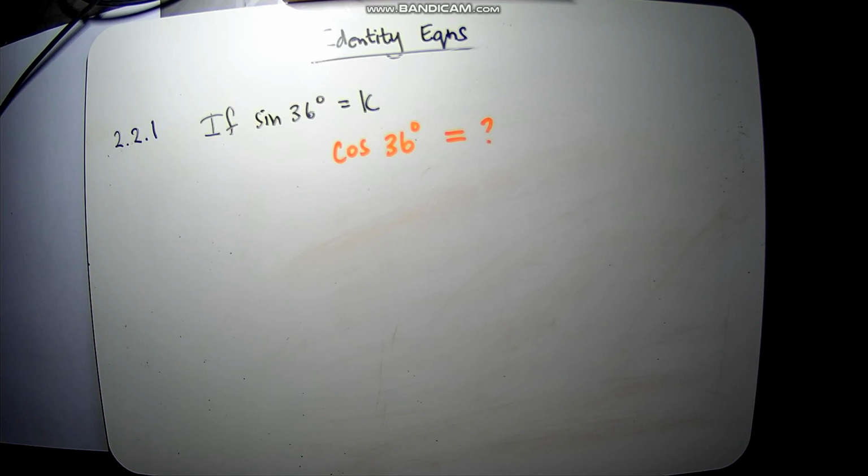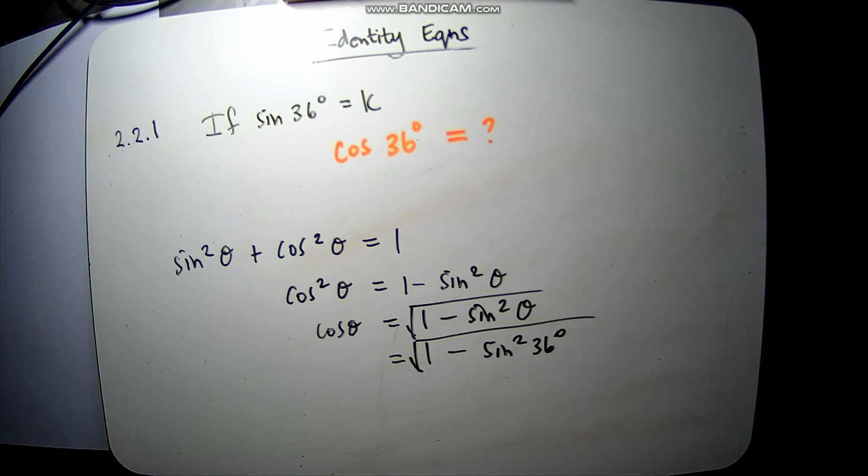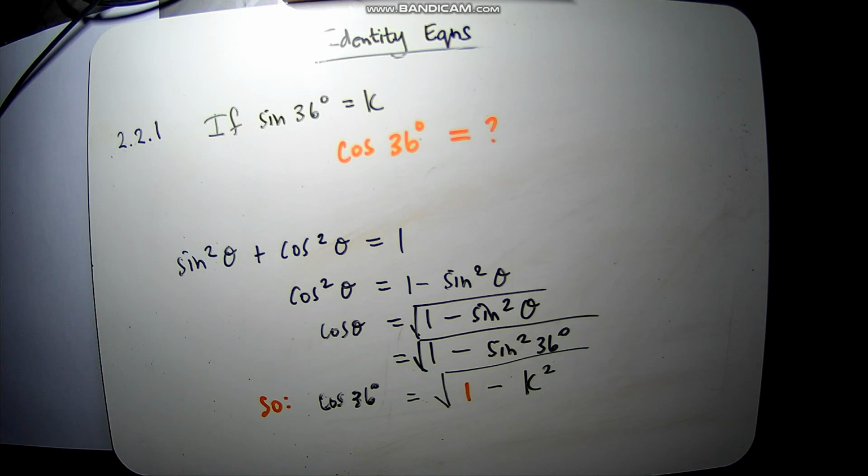Okay, here we're going to use that trig identity. Don't forget, make cos theta subject of the formula. To make cos theta subject of the formula, we will square root both. Right, we need to substitute sine 36 into that. Substituted. Now notice that sine 36 is equal to k. So where I see sine 36, I can replace it with k. So cos of 36 degrees is equal to the square root of 1 minus k squared. And that is our answer.